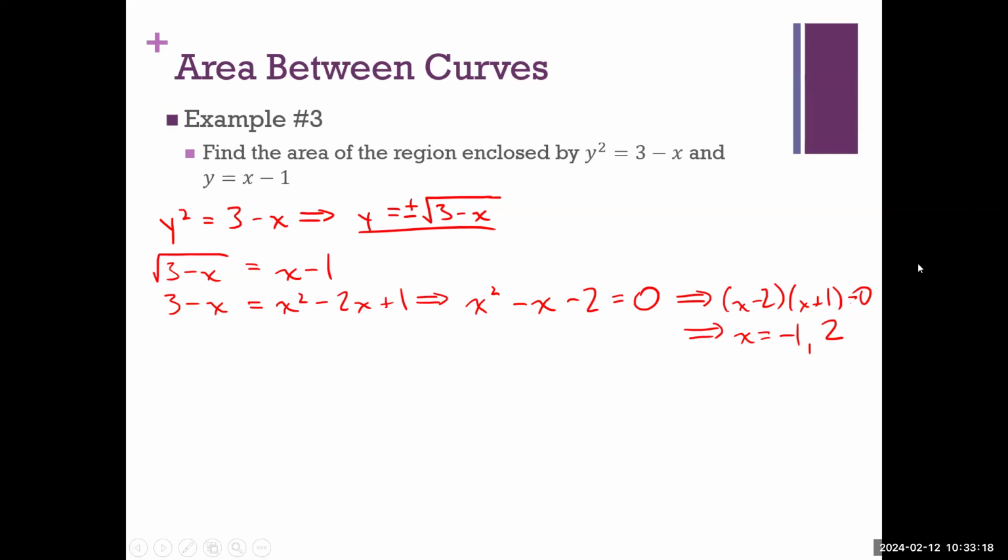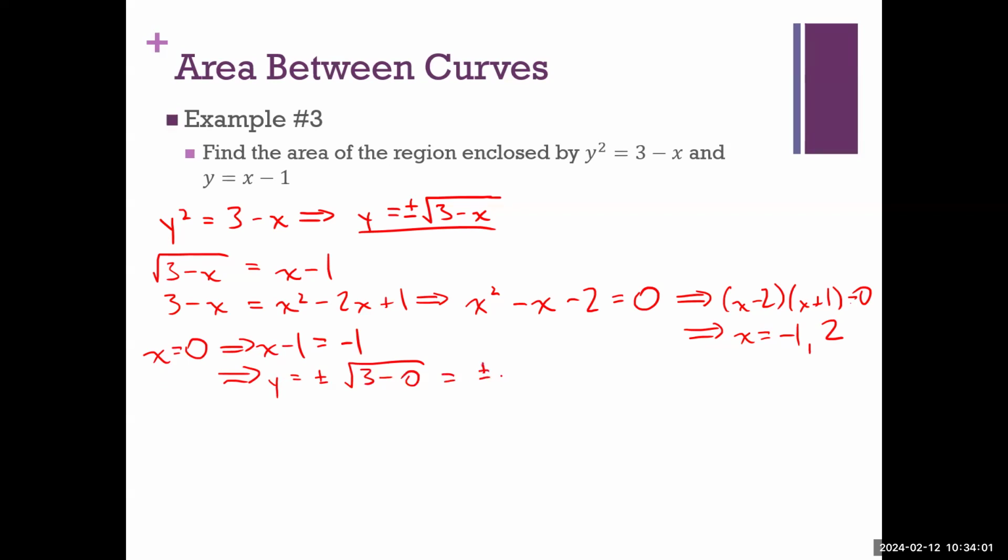So what have we learned? I think we got the bounds of our integral, right? What else do we need to do? Try a value between them. So what will a value between those tell us? Which one's the greater function? So when x equals 0, I get x minus 1 equals negative 1. And what do I get for the other one? y equals plus or minus square root of 3 minus 0. So I get two y values there.